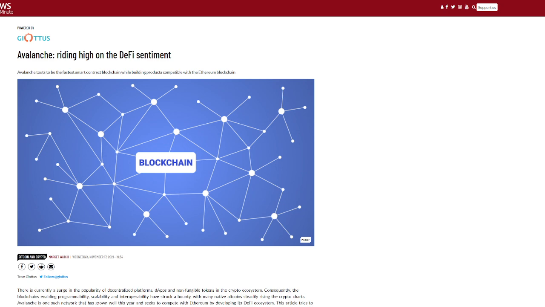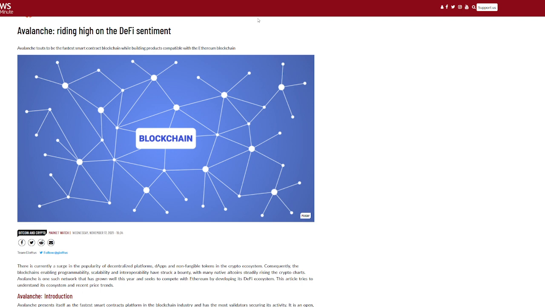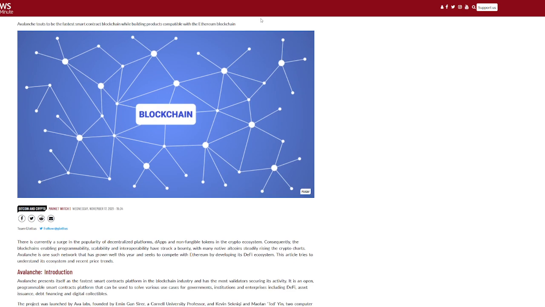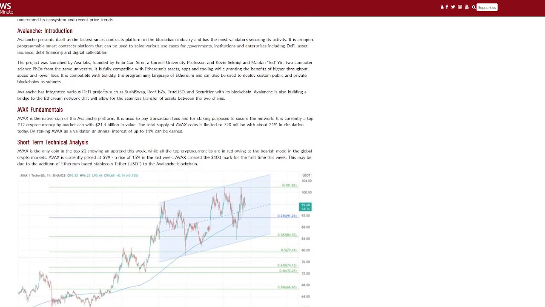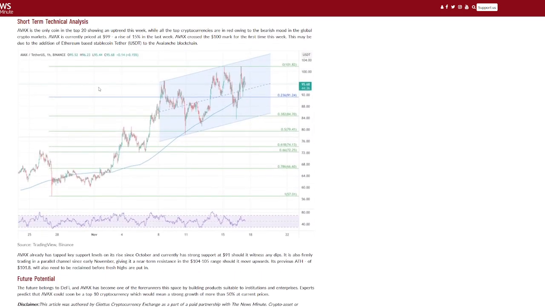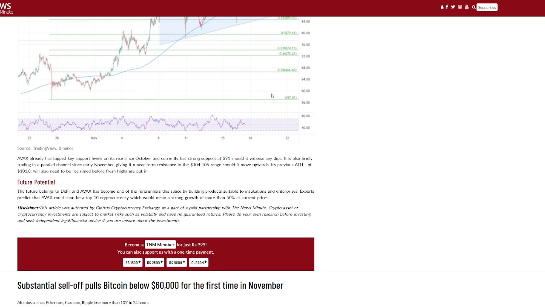We have Avalanche riding high on the DeFi sentiment. This is an article that kind of talks about Avalanche touts to be the fastest smart contract blockchain while building products compatible with the Ethereum blockchain. So very, very cool. I'm not going to jump into the fundamentals or anything, but definitely a coin to watch out for. They talk about the analysis, too, continuing to see bullish sentiment in the market, but definitely in AVAX as well. So we'll continue to talk about the price prediction for AVAX here by the end of the year and by the end of the bull market in just a minute.